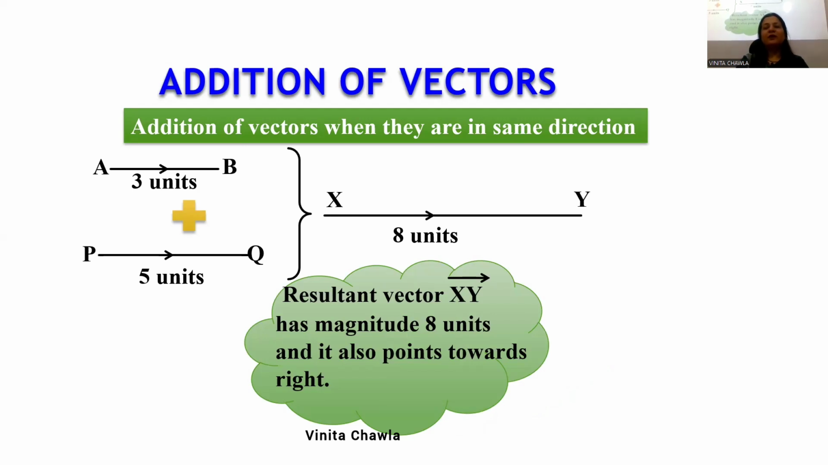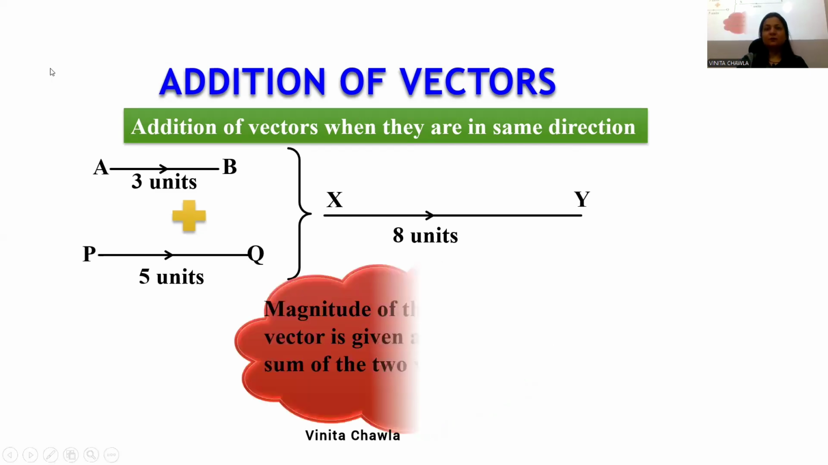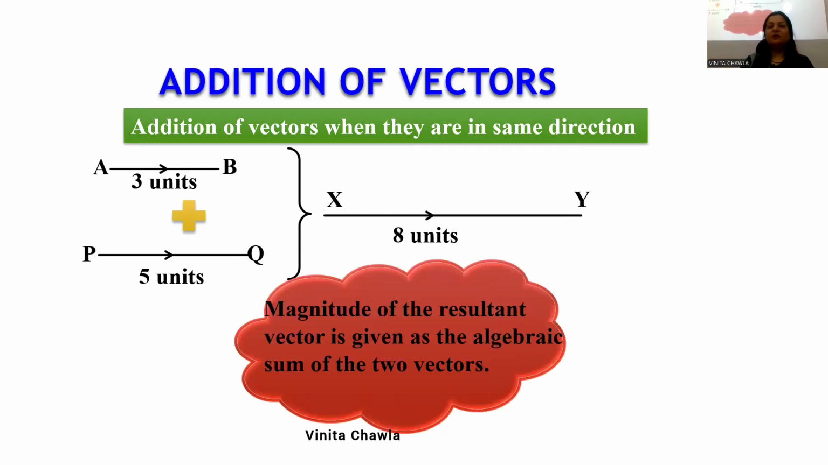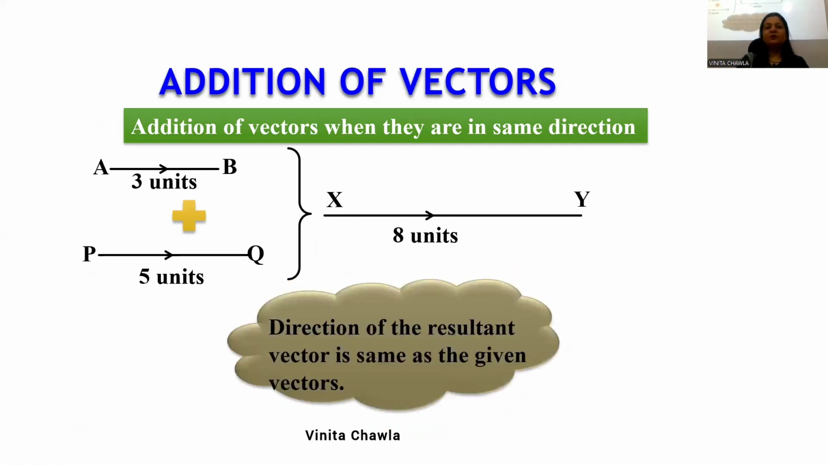So if the vectors are pointing in the same direction and they are of different magnitude, they are parallel or they are aligned, then we simply add their magnitudes and the resultant vector has the same direction as that of the individual vectors. The magnitude of the resultant vector is given as the algebraic sum of the two vectors. Direction of the resultant vector is the same as the given vectors.